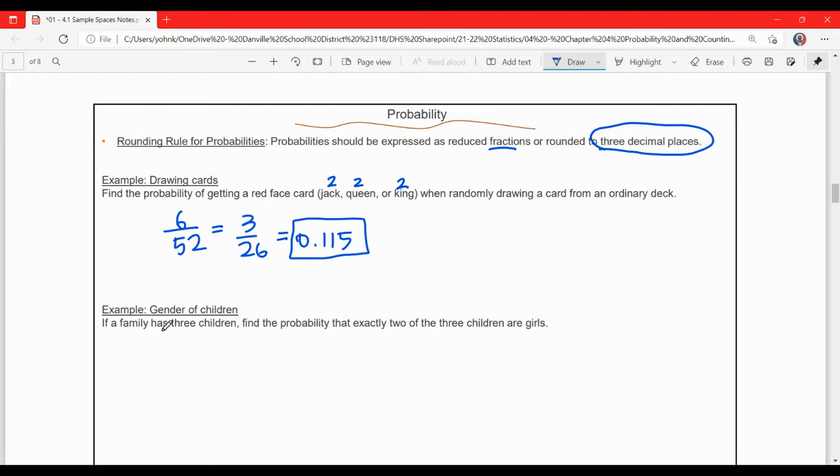All right, if we look at the family having 3 children, remember there were 8 outcomes. We want the probability that exactly 2 of the 3 are girls. There was girl, girl, boy, and girl, boy, girl, and boy, girl, girl. So there are 3 ways you can get exactly 2 girls, out of 8 total possibilities. That's 0.375. So basically a 38% chance that you'll have exactly 2 girls.